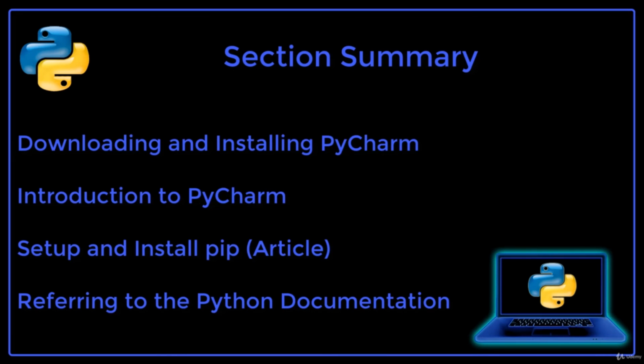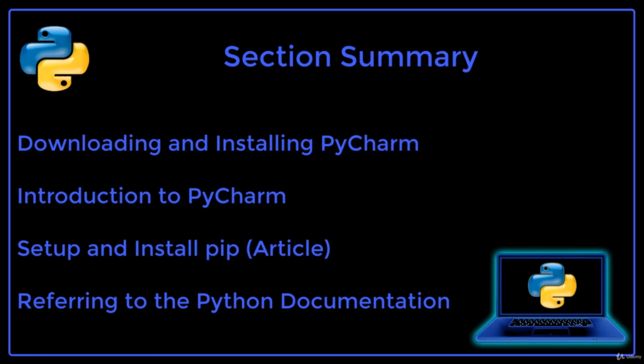We downloaded and installed PyCharm, the code editor we will be using to write the Python code in this course. PyCharm is a professional code editor and is completely free. Then we got an introductory look at the PyCharm code editor. We learned about how to navigate the program interface, create a Python project, and create a Python file. After that, we set up and installed pip on our computer. After that came a look at how to reference the Python documentation.